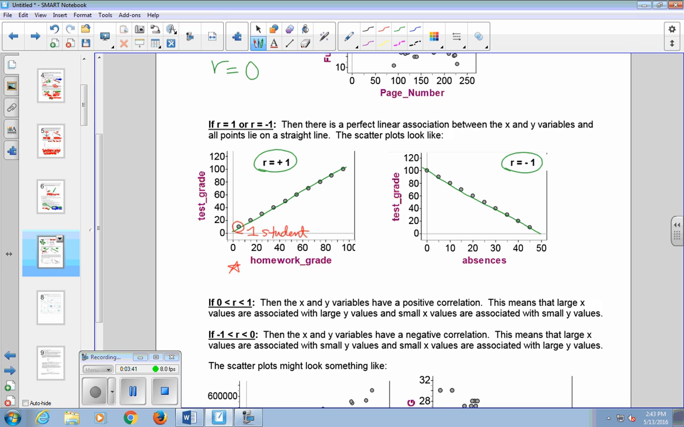On the right, it tells me that if I know the number of absences, how often you've missed class this semester, then I also can predict your test grade. I can do that perfectly without any errors. And these are examples of the strongest associations that are possible.